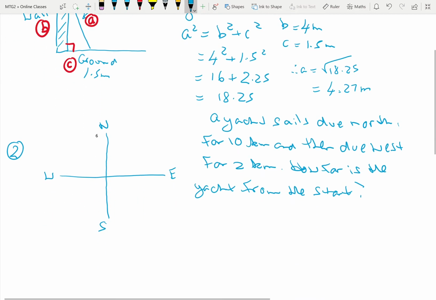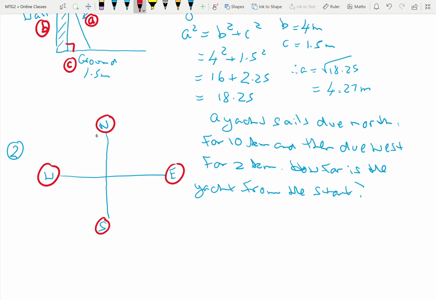The second one is a yacht. A yacht sails due north and then heads towards the west. So the first thing with these types of problems is to draw a diagram with the directions labelled on the diagram. So I've put north, I've got south, I've got east, and I've got west. So always start off your diagrams with your directions, so that you know that when you transfer it onto the diagram, you'll get it correct.